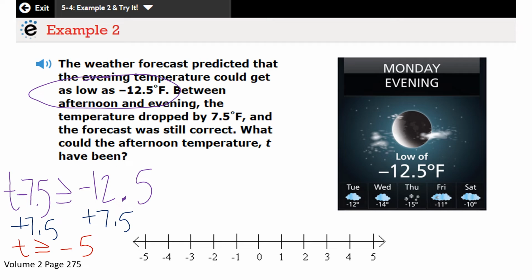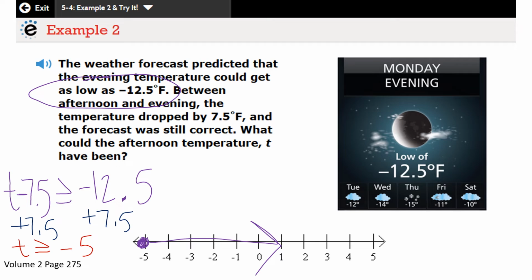So on our number line, that means we have a filled in point at negative 5 because it could be equal to negative 5 degrees, but then it's anything greater than that. And greater than that is going to be everything to the right.